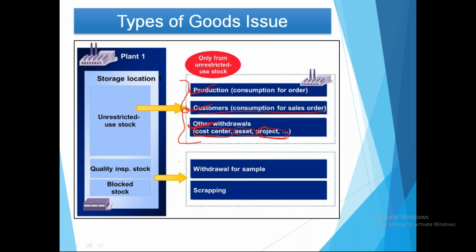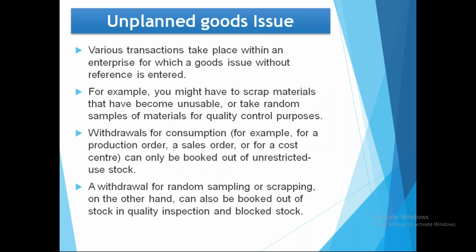Now there are some issues which are unplanned, like withdrawal for sample. You want to test some material, so you will take some sample from the stock. And the scrapping means you are going to discard the material, like you have a material, after certain time you decided that this material cannot be used anymore, so that time you will scrap the material. So these are called unplanned goods issue. So there will be planned goods issue and there will be unplanned goods issue. We will see all these things in the system. Okay, so first we will start with unplanned goods issue.